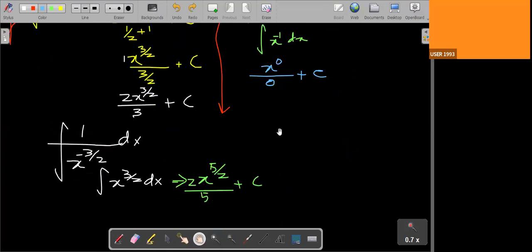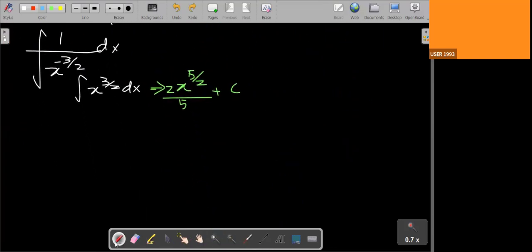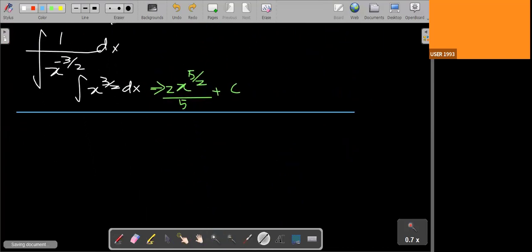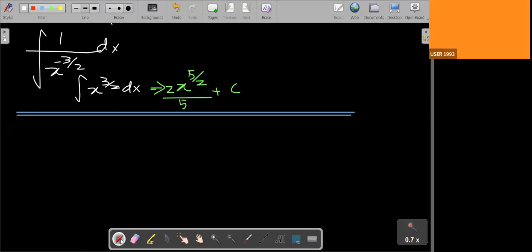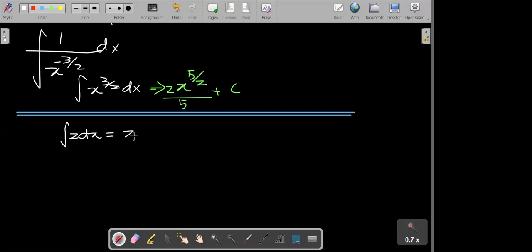Right. So here we have to know a couple of things. First of all, tell me, what is the differentiation of 2x? Differentiation of 2x is just 2. Differentiation of 5x is 5. Differentiation of 10x is 10. So integration of 2 is what? Integration of 2 is going to be 2x plus c.